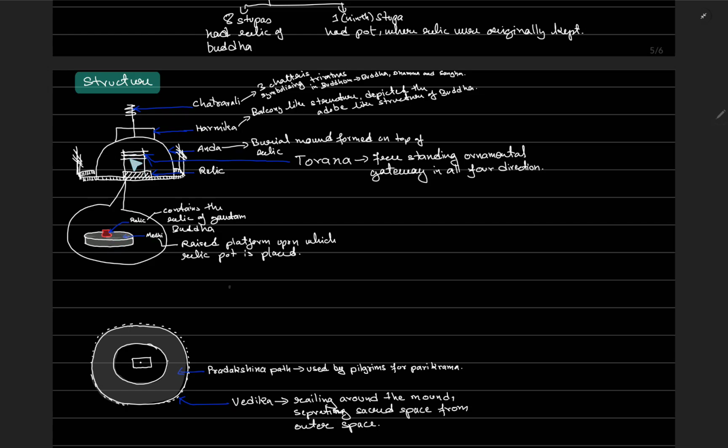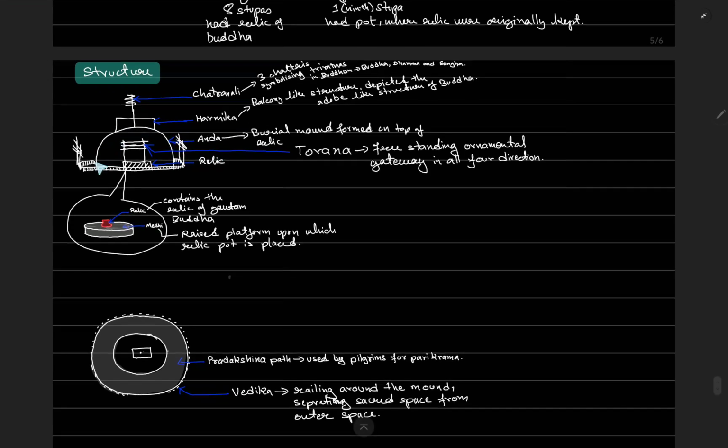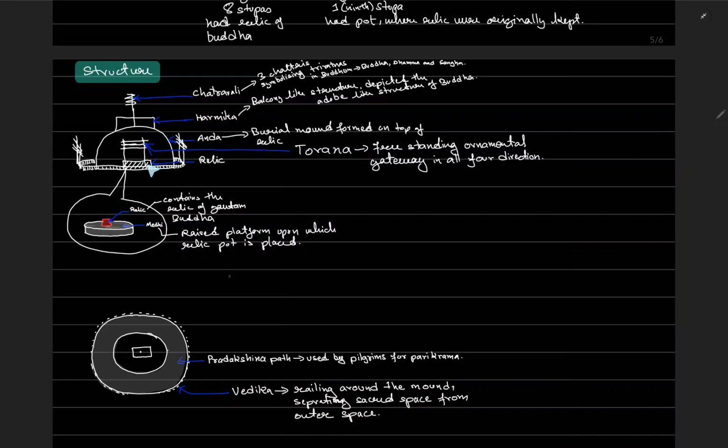Now talking about the design of this stupa, upon this relic it is covered by a dome-like structure, which is called the anda. This anda is a burial mound formed on top of the relic. Over the top of this dome or anda, there is a balcony-like structure which depicts the abode-like structure of Buddha, which is called the harmika. This is a balcony-like structure over the top of the anda.